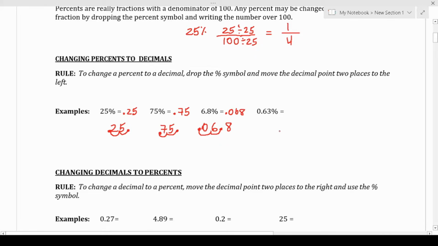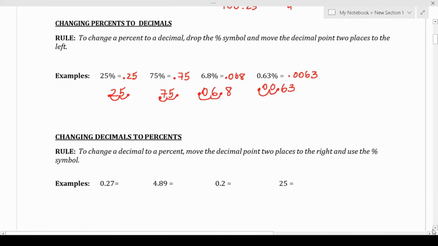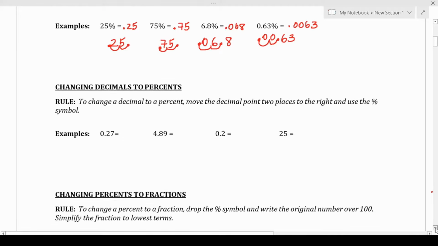And then 0.63%, which is a very small number. Again, we're just going to write down that number, drop the percentage sign, and then move the decimal 2 places to the left, 1, 2, fill in our zeros. So we can see that in decimal form, 0.63% is 0.0063. So that's all there is to changing percents to decimals.